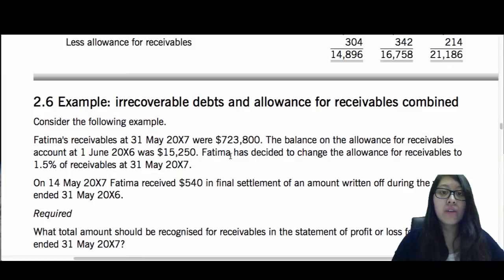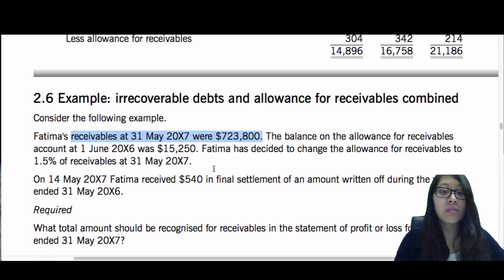Now, as shown here, Fatima has decided to change the allowance for receivables to 1.5% of receivables at 31st May 2007. So now your allowance is going to change, and the difference is what is going to go into the statement of profit or loss. So what you need to do here is figure out how much is the new allowance figure, which is going to be 1.5% of the trade receivables at 31st May. And we know that the receivables at 31st May is $723,800. So 1.5% times $723,800 is going to be your new allowance figure.